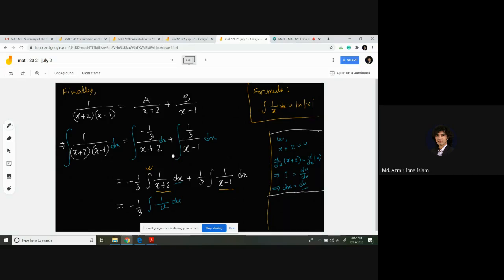Similarly, the same thing can be applied here. Here we have x negative 1. So let's take now the second one. I am now discussing the second one. x negative 1 as v. Again, after differentiation, we will get dx equal to dv. Okay, I have skipped all the terms here. The same thing has been applied. So, okay.